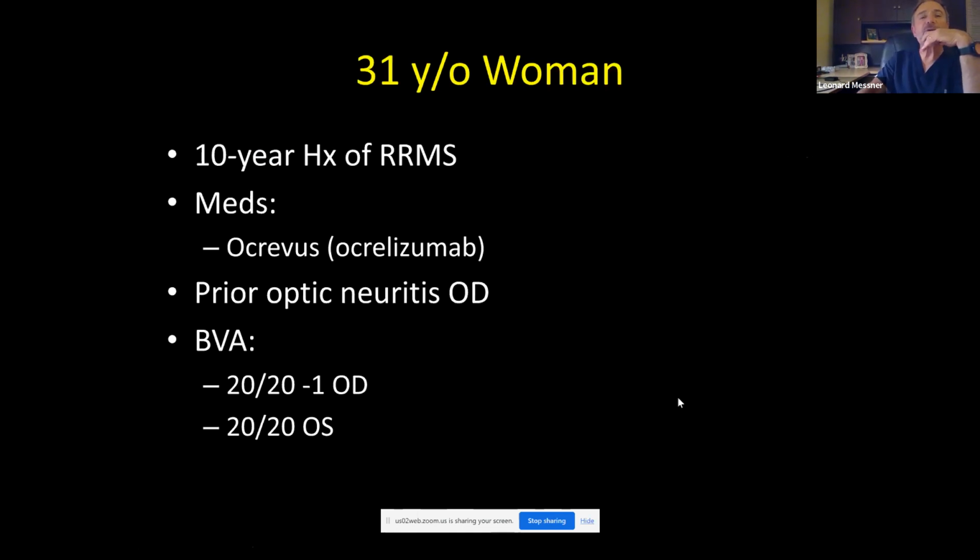Here's a 31-year-old woman with a 10-year history of relapsing multiple sclerosis. She is now on infusion therapy with ocrelizumab, every 6 months. She previously had an episode of optic neuritis in her right eye. She's had good recovery of vision, which is typical: 20/20 minus in the right eye, 20/20 in the left eye.